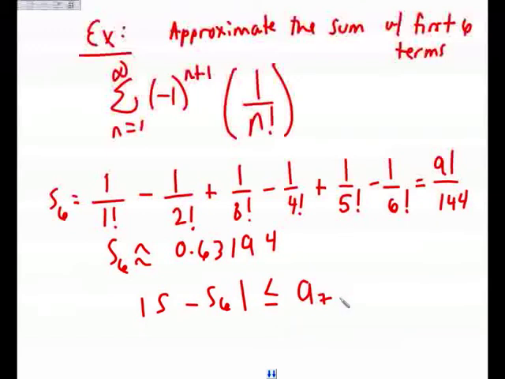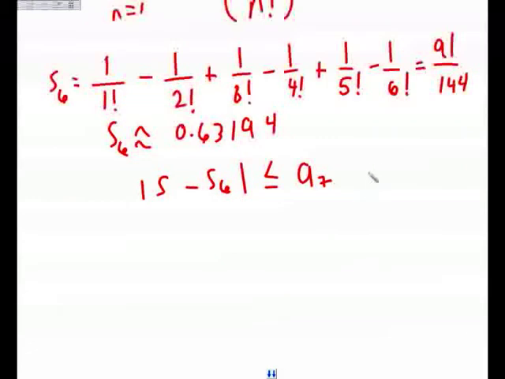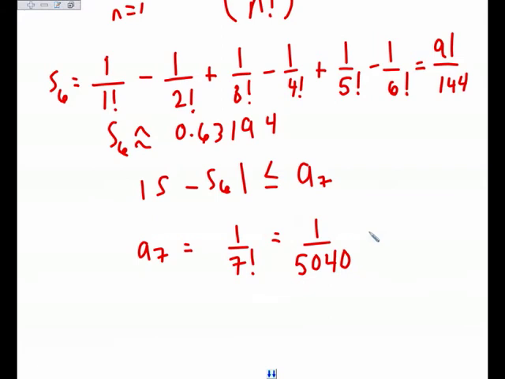Okay, so how do we find the 7th term? The 7th term is going to be 1 over 7 factorial, which is equal to 1 over 5,040. And as a decimal value, that's approximately equal to 0.0002.